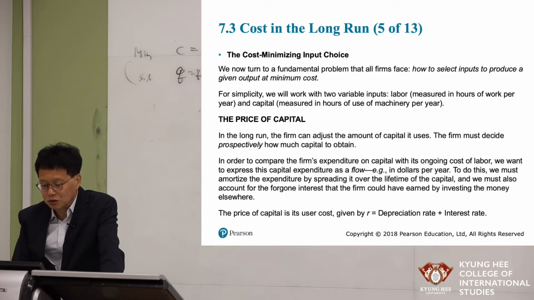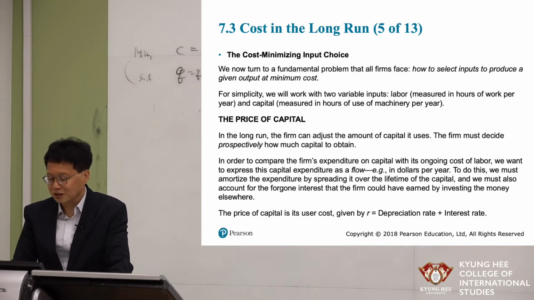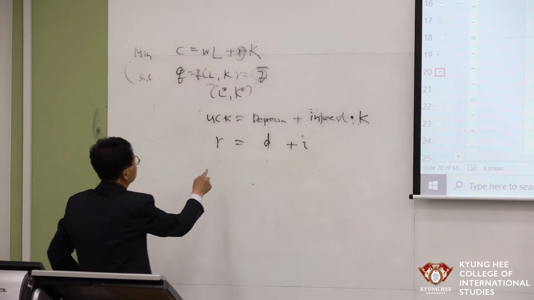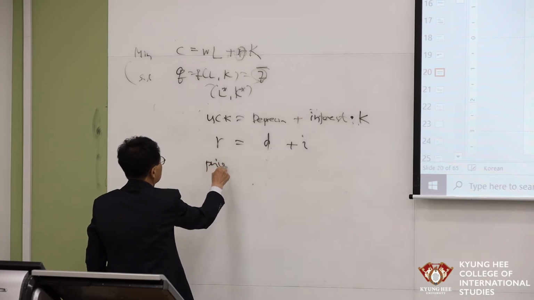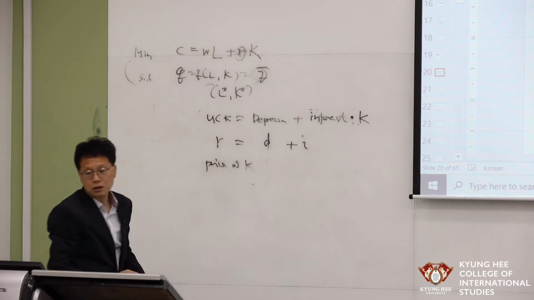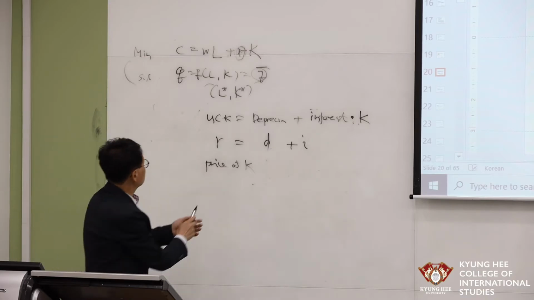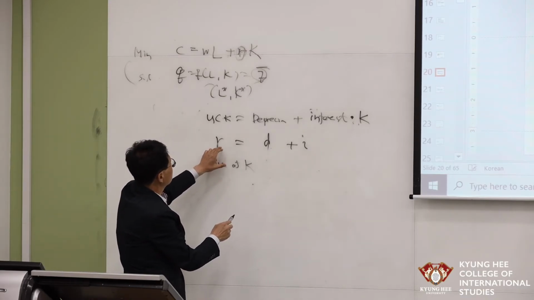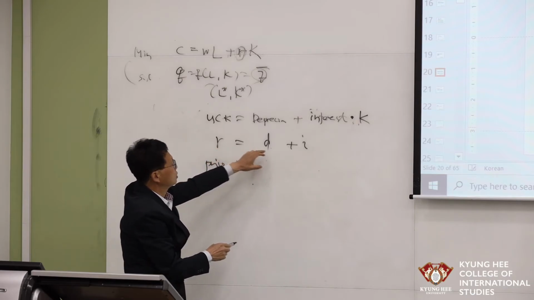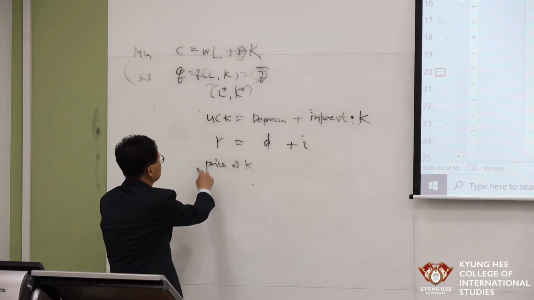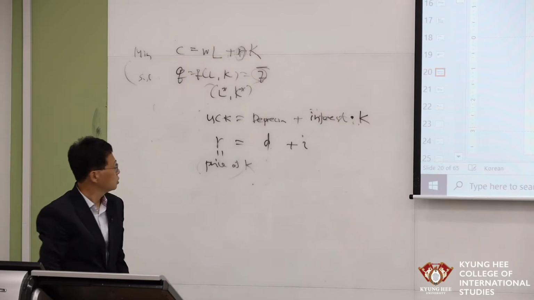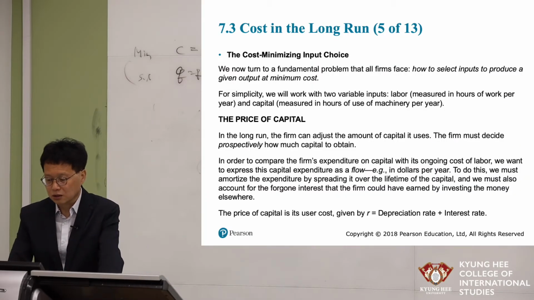And we must also account for the foregone interest that the firm could have earned by investing the money as well. The price of capital is its user cost, right? The price of capital is its user cost rate. So R equals T plus I. So the price of capital stock is equal to the user cost rate, right?